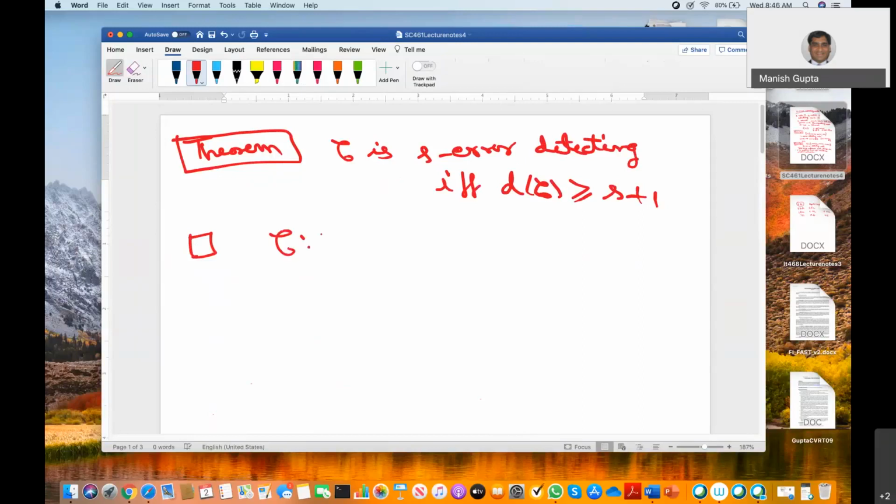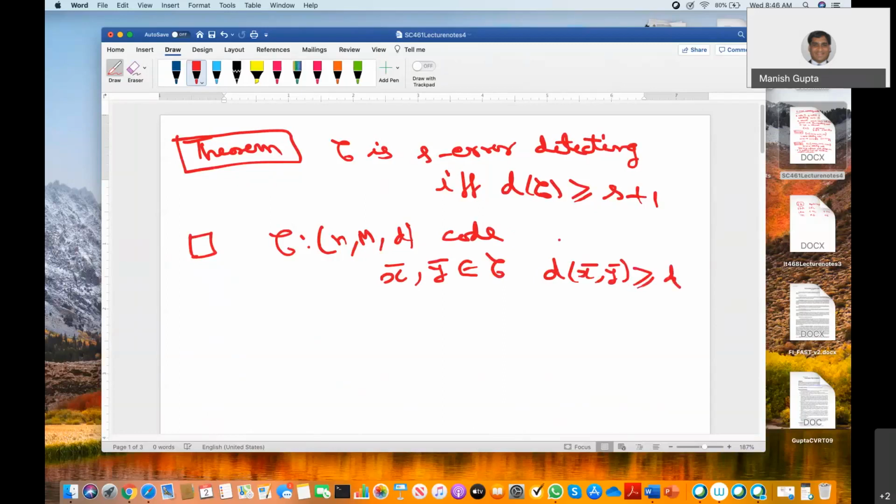Suppose C is an n, M, d code, right? So that means if you take any two code words X and Y in C, the distance between X and Y will be at least d. That is because d is the minimum distance, right?